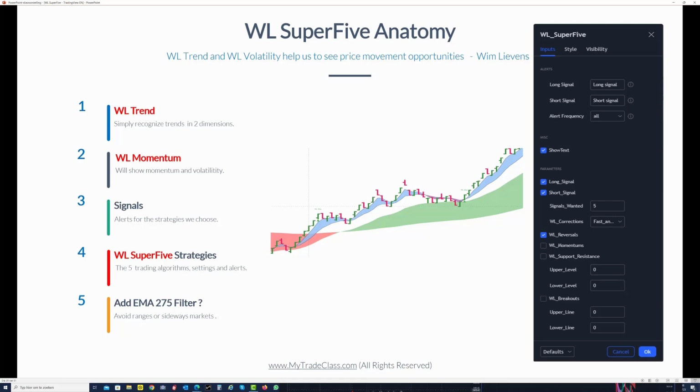Now, a little word about this WL trend. What it will show is: is there a trend? Is this trend strong enough? Is this trend getting stronger? Is this trend young or old? There is a huge amount of information in there. It just looks like a cloud, right? But trust me, it's a lot of information derived from there.